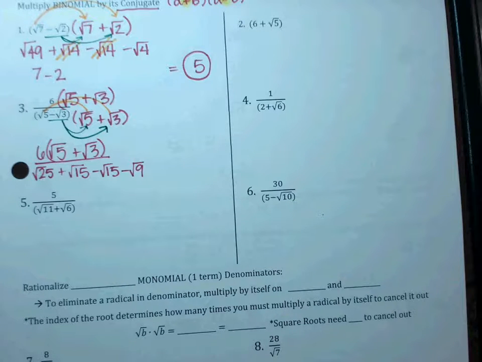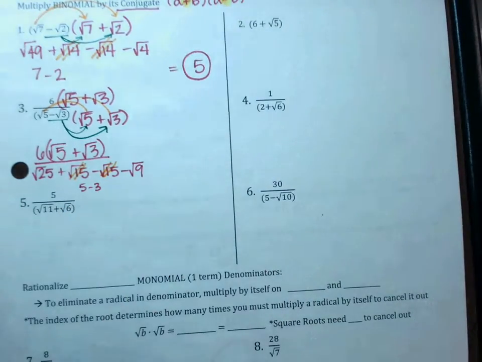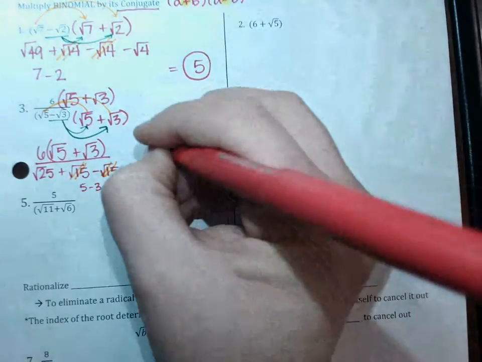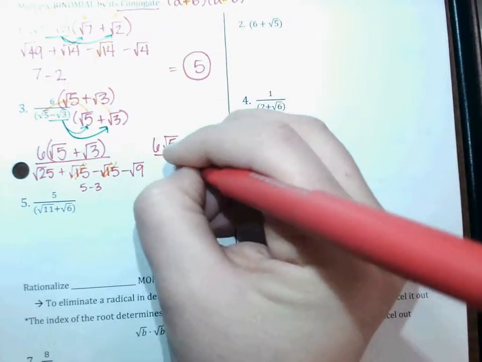And then from there, what happens to the middle guys? They cancel out. And then what's the square root of 25? 5. Okay, and then what's the square root of 9? 3. So at that point, a bunch of stuff cancels out. So, gone, gone. This is 5 minus 3 on the bottom. What is 5 minus 3? 2. So you have 6 root 5 plus root 3 divided by 2.